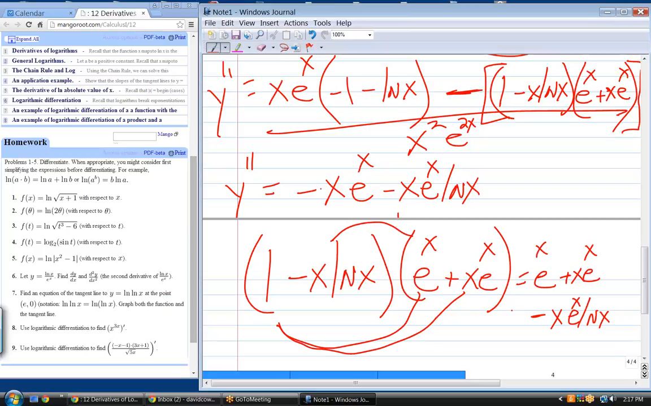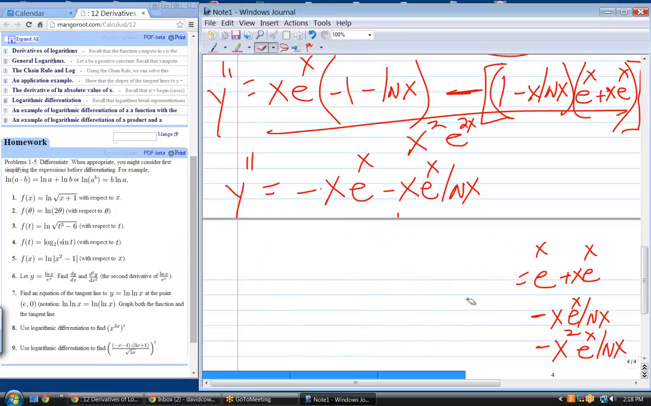Okay. And then finally, this times this. The x e to the x natural log of x. X squared, because x times x is x squared. And I have an e to the x, and I have a natural log of x. Okay. So that's what that multiplied together is. And we need to subtract that entire thing.